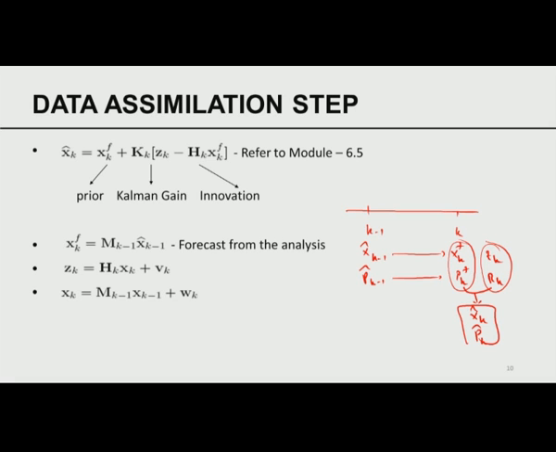Almost all these earlier experiences lead to the fact that the analysis at time k is equal to the forecast at time k plus zk minus hk times xkf. What is hk times xkf? That is the model predicted observation. What is zk? It is the actual observation. Are you with me, please?